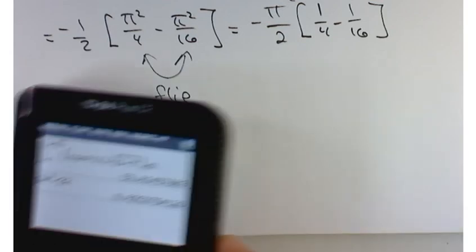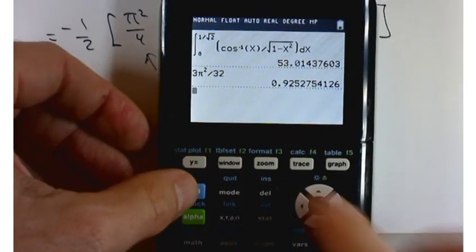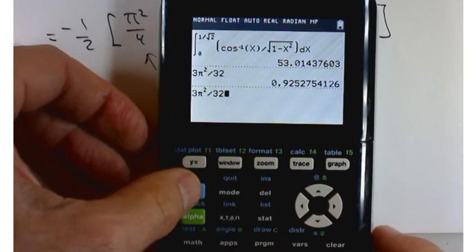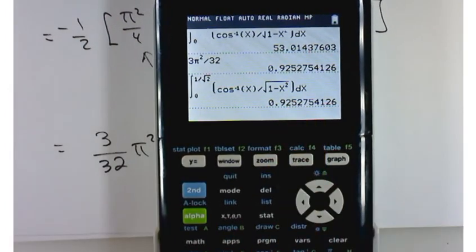Oh, that's it. Yeah. Whew. Thank you. So mode, radian, yeah, that'll make a big difference. There we go. All right, good.